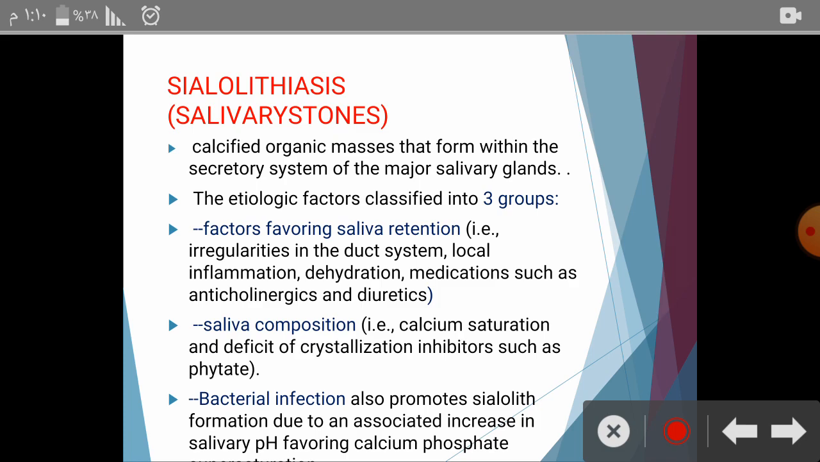Sialolithiasis is a calcified organic mass that forms within the secretory system of the major salivary glands. The etiology has three groups. First, factors favoring saliva retention, like irregularities in the duct, local inflammation or dehydration, or some medications like anticholinergics and diuretics. Second, saliva composition, like calcium saturation. Third, bacterial infection.